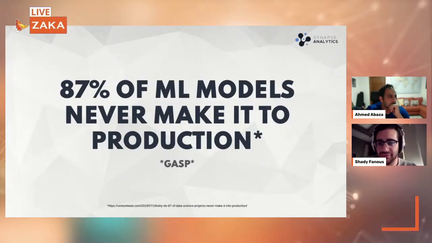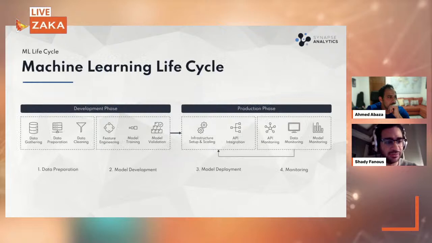So first things first, let's talk about the machine learning lifecycle. Essentially, as a data scientist, what we at Synapse like to say is we like to divide the machine learning lifecycle into two parts: the development phase and the production phase. What the development phase entails is you need to gather your data, you need to clean it, you need to prepare it, and then you need to do some feature engineering depending on the model you're actually going to develop. And then you train, and after you train, you would have to validate that this model actually outputs the good enough accuracy or error metric that you desire.